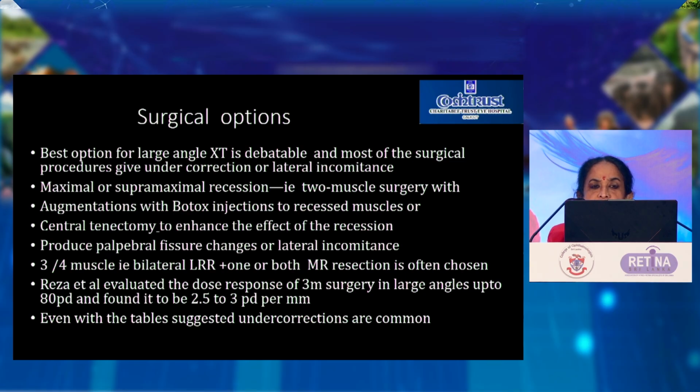Maximal or supramaximal recession, that is 2 muscle surgery with augmentations with either Botox injections to the recessed muscle or central tenectomy to enhance the effect of recession, produce palpebral fissure changes or lateral incomitance. 3 or 4 muscle surgery, that is bilateral lateral rectus recession with one or both medial rectus resection, is often chosen in large angles. And Riza et al. evaluated the dose response of 3 muscle surgery in large angles up to 80 prisms and found it to be 2.5 to 3 prisms per millimeter. So even with these suggested tables, undercorrections are very common in these cases.